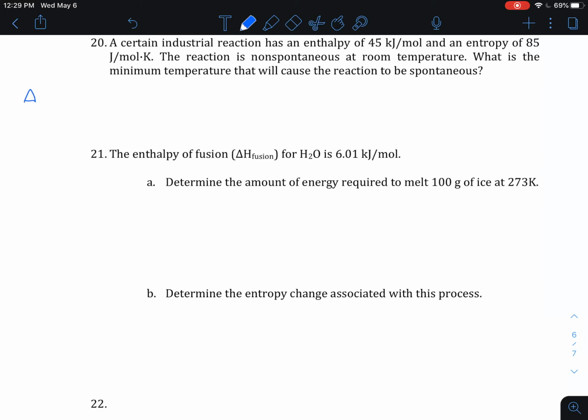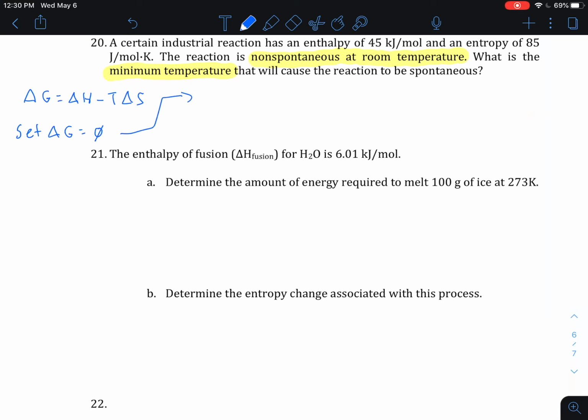All right, on to number 20. So this is using the definition of the Gibbs free energy, right? We know delta G equals delta H minus T delta S, and it's basically telling us about the transition from non-spontaneous to spontaneous. And in this case, it's saying what is the minimum temperature to cause the reaction to be spontaneous, given that it's non-spontaneous at room temperature.